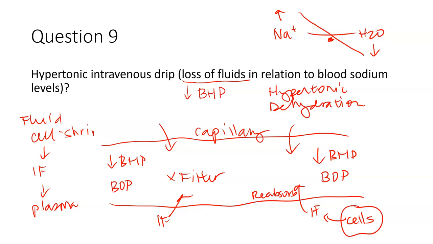Okay, and so those cells will get smaller as we have them immersed in a hypertonic fluid. So that's the goal of a hypertonic drip, is to pull fluids off the cells and tissues. A person who has, say, heart failure may experience swelling of the cells and tissues, and this is how you bring those fluids into the bloodstream. Once the fluids reach the bloodstream, they can be filtered and excreted by the kidneys in the urine.